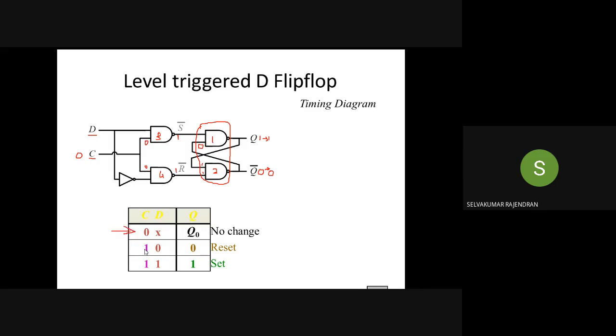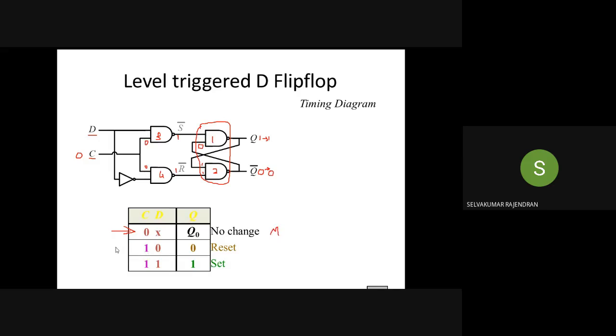That is listed in the table. Whenever the clock pulse or control signal is 0, irrespective of the input signal applied at the D input, the output of the D flip-flop does not change. It goes to the memory state.